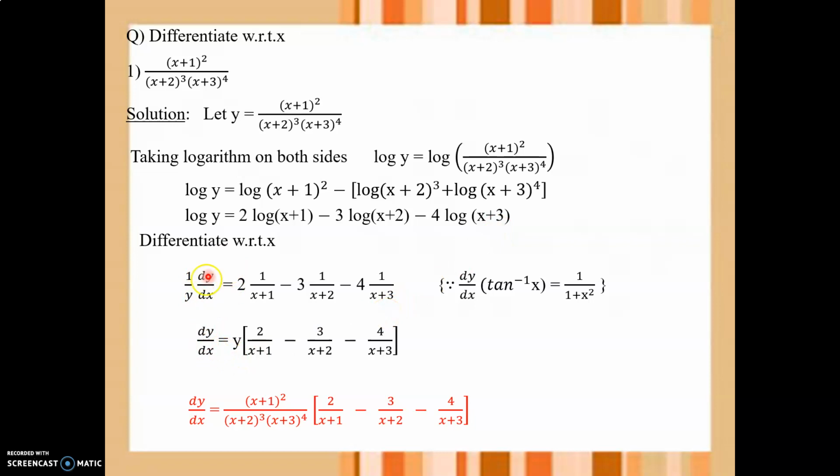Now we have to find dy upon dx. So we have to cross multiply this y. In logarithmic differentiation, the given question will come in the final answer. Resubstituting the value in terms of x, you have to get the answer on the right hand side. So resubstituting the value of y, that is this one, you will get like this. In logarithmic differentiation, the full question will come in the place of y. This is the final answer for this question.